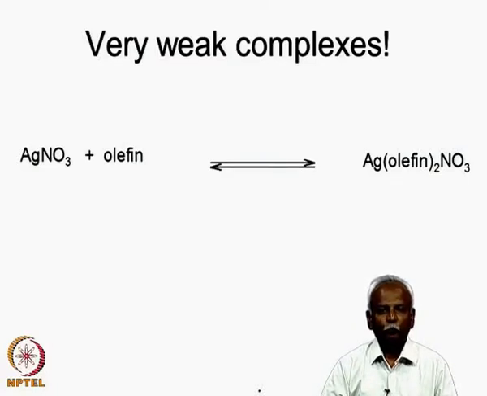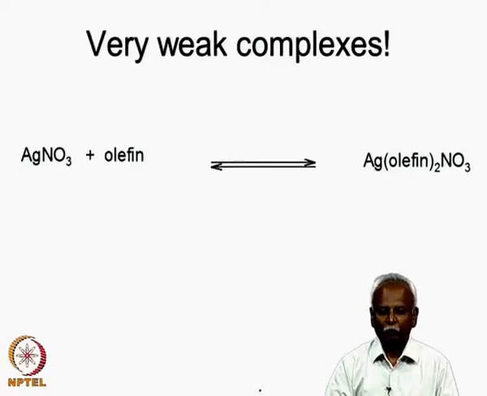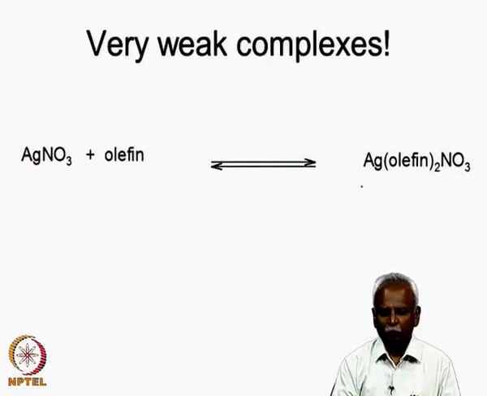All you have to do is to keep a non-coordinating anion, and if you take a nitrate for example, it is quite efficient as a non-coordinating anion, and you can treat it with an olefin, a suitable olefin. A weak complex is formed. Now, you might be wondering, why is it a weak complex?